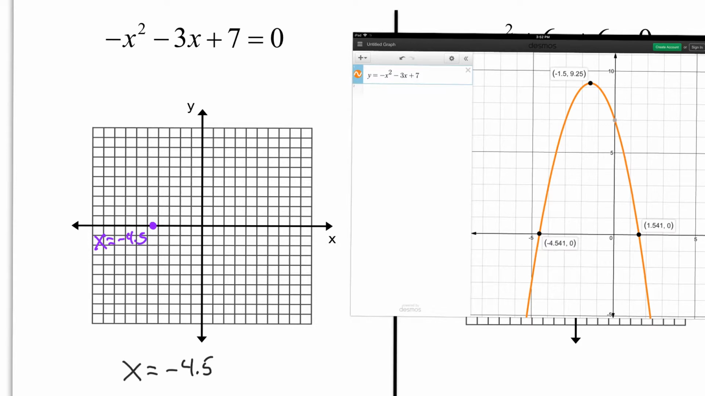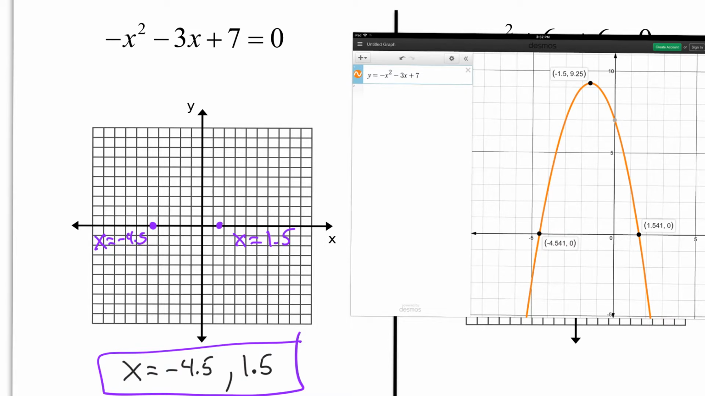And the other one is at 1.5. The 4 doesn't make the 5 go up. So the next one is positive 1.5, and I make a point at positive 1.5, right here. And I'm going to put x equals 1.5. So first of all, we got our answers. We know what the x values are, negative 4.5 and 1.5 to the nearest tenth.